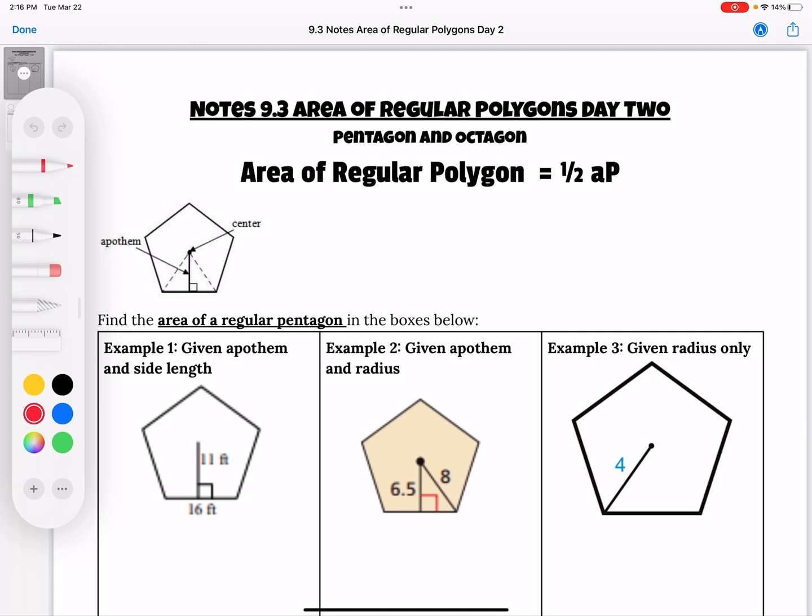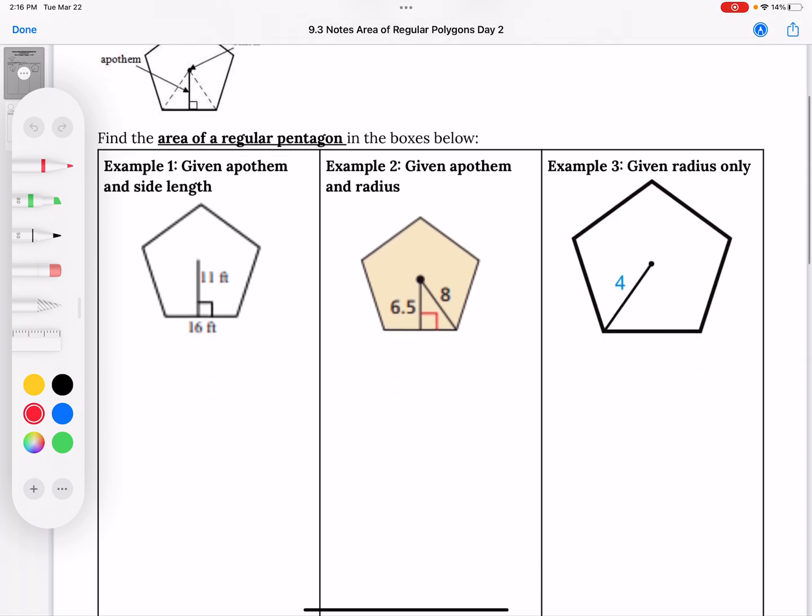Welcome to day 3 of areas of regular polygons. We're going to do pentagons and octagons today.